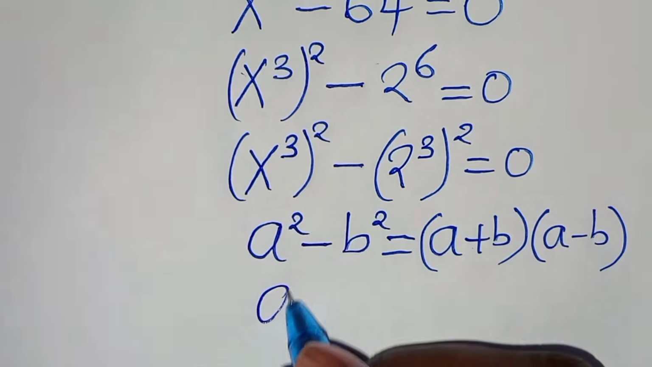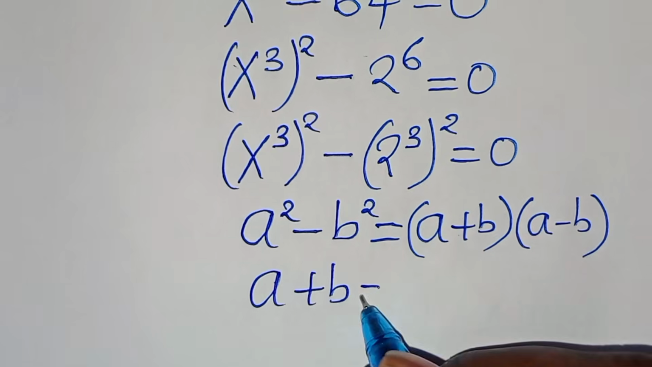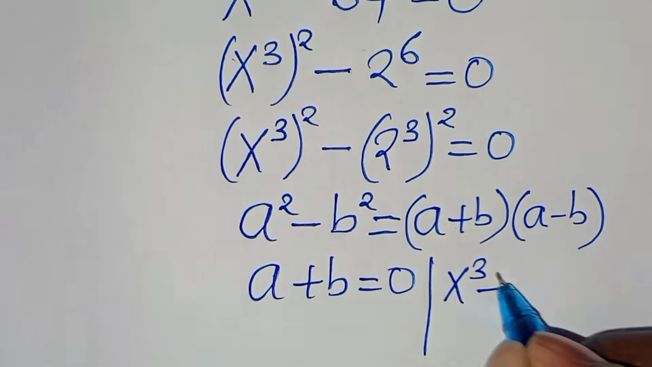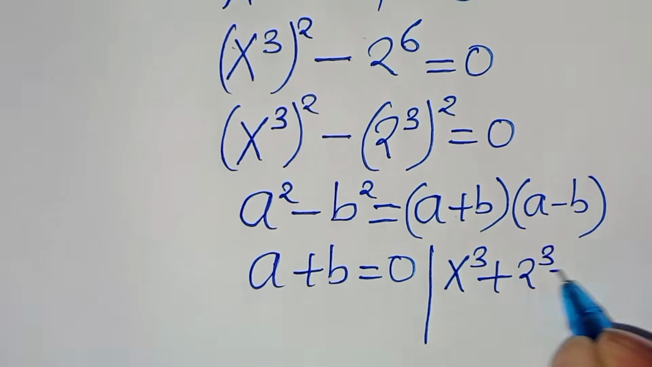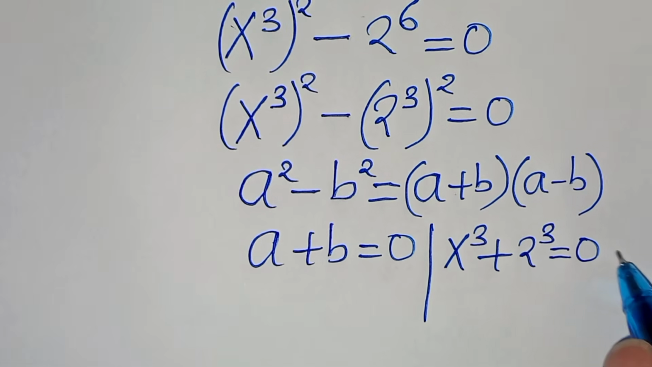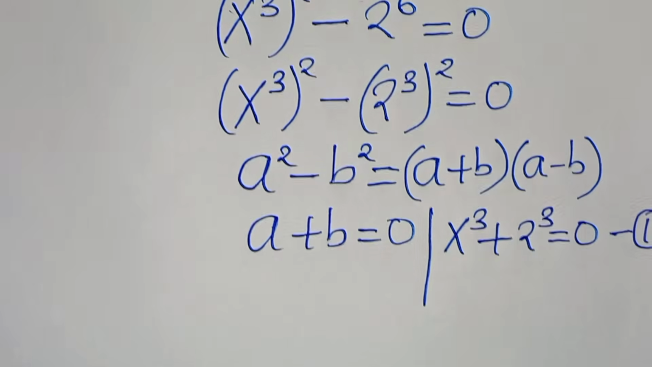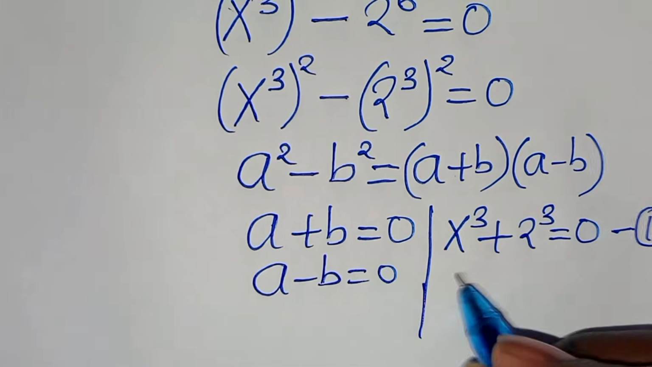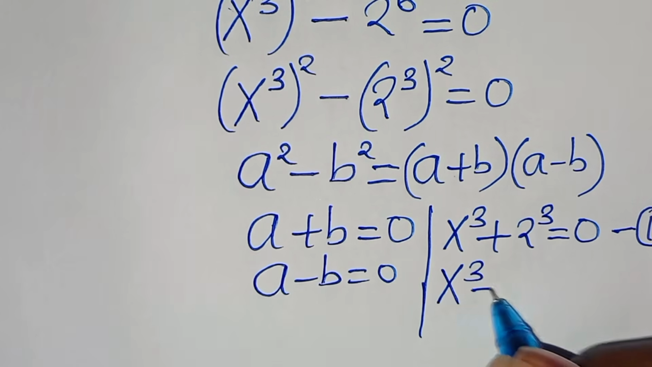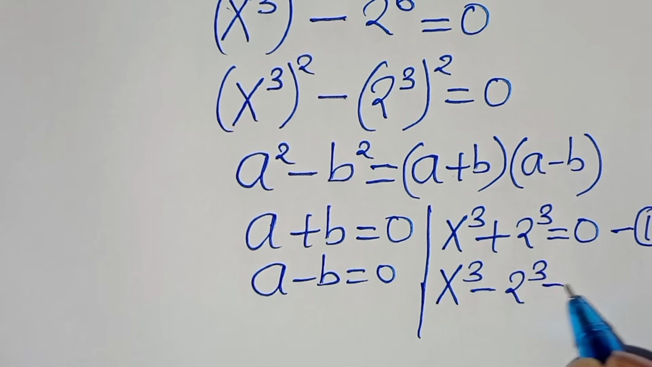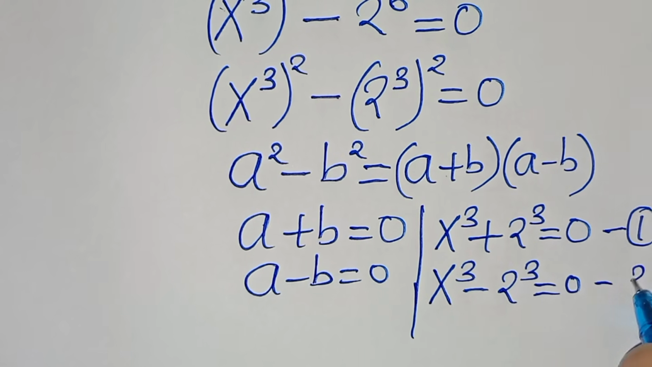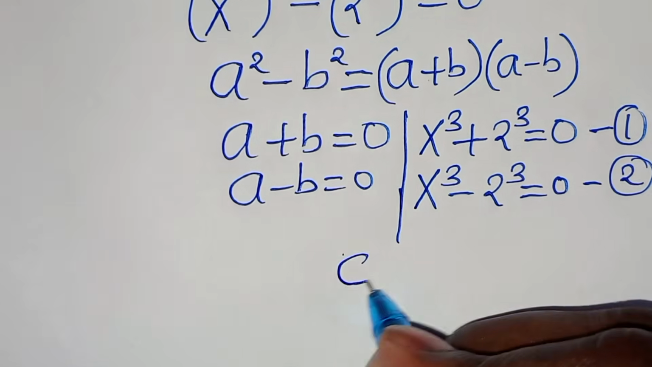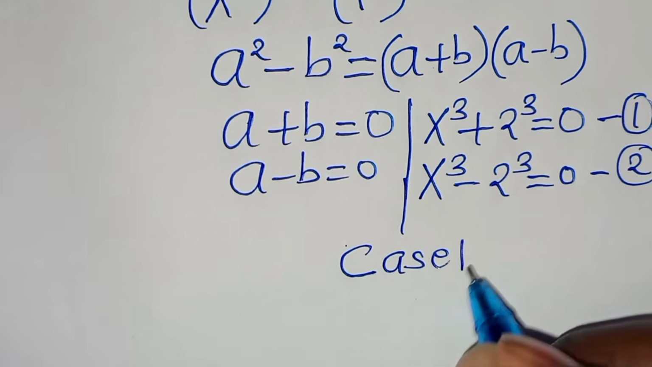So this means that a plus b is equal to 0, which is the same thing as x to the power of 3 plus 2 to the power of 3 equal to 0. Let's call this case 1. Then we have a minus b equal to 0, which is the same thing as x to the power of 3 minus 2 to the power of 3 equal to 0. Let's call this case 2. Now let's start with case 1.